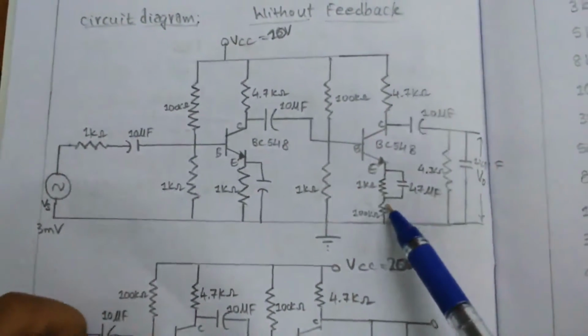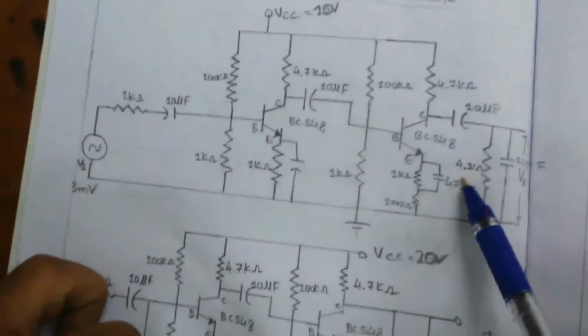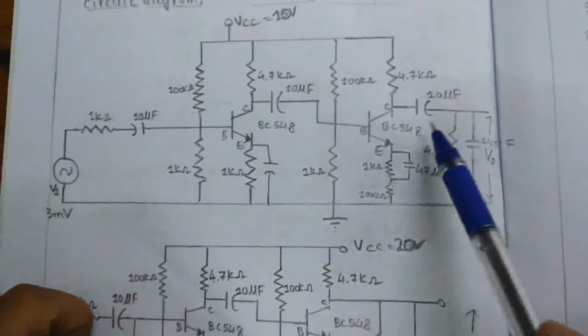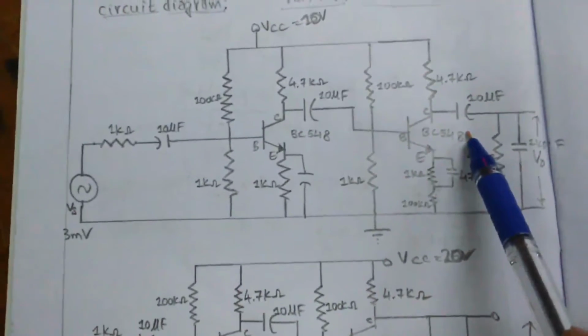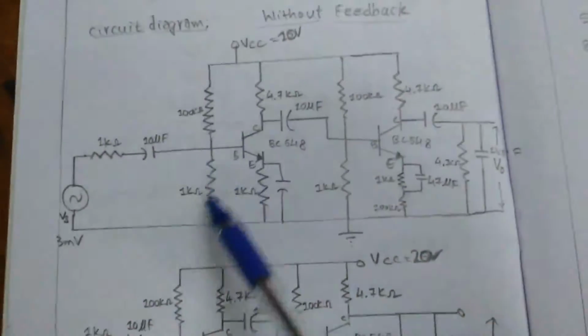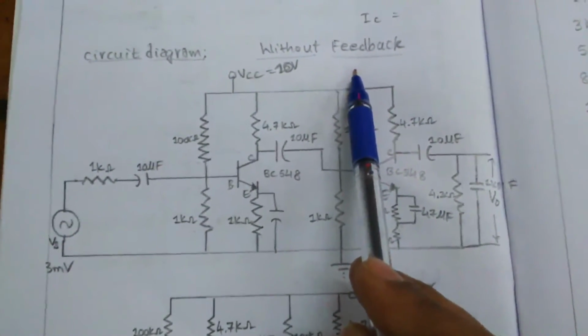There is one more resistor which is connected in series to the RE, which is 100 kilo ohm. Your shunt resistance is 4.7 kilo ohm, and shunt capacitance is 1 kpf. Your coupling capacitor CC2 from your second stage output is connected to the output voltage. This circuit diagram belongs to the current shunt without feedback amplifier.